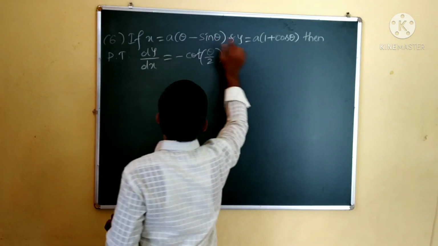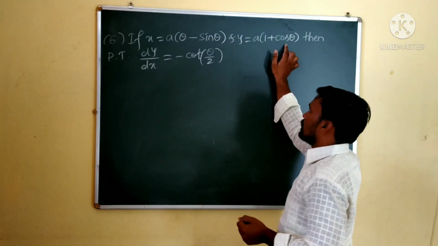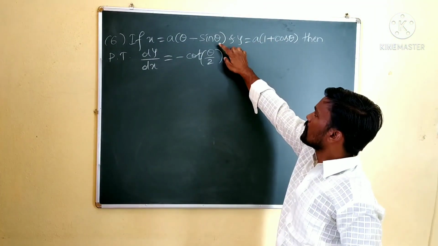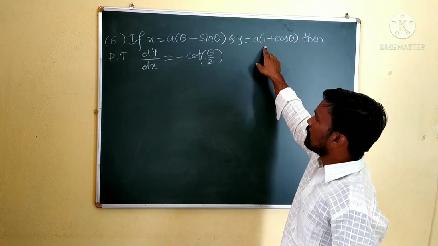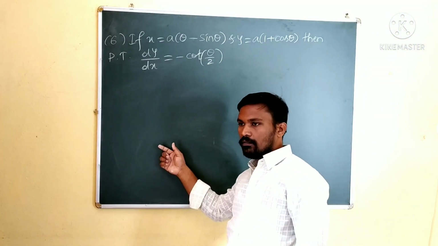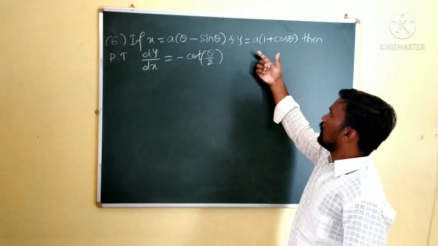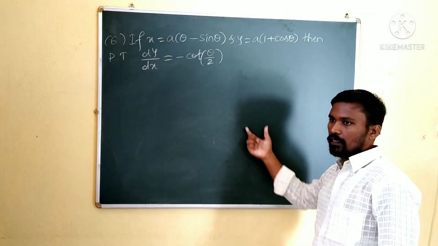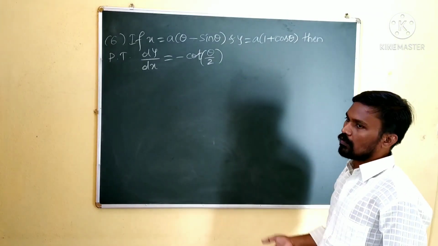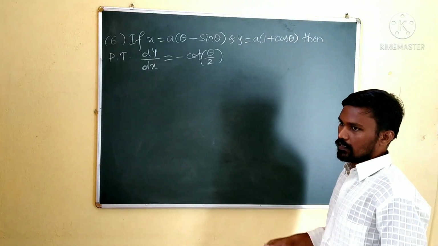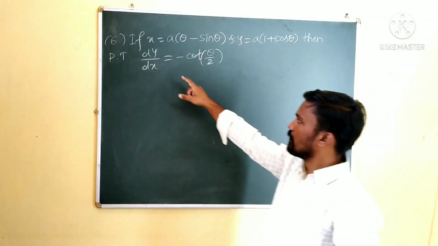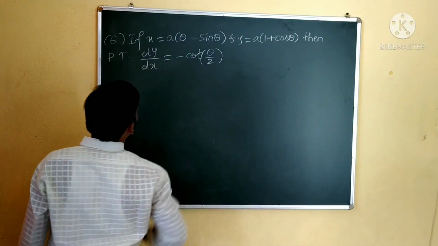Apart from x and y, there is one more variable, that is theta. It is a parameter. So now differentiate these two equations with respect to theta. Then you will have the dx by d theta value from the first equation, and from the second parametric equation you will get dy by d theta. Now take the ratio of those two values, and you will have the derivative, that is dy by dx.